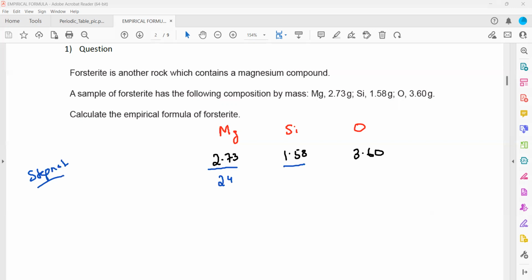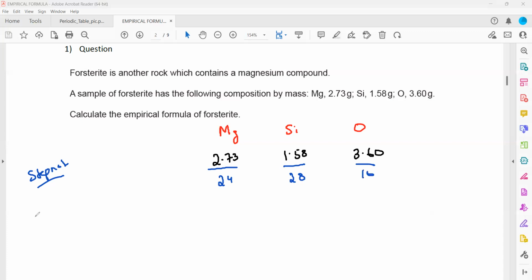What is the atomic mass of silicon? 28. Silicon is 28. And what is the atomic mass of oxygen? 16. So we have the atomic mass of each of them: magnesium, silicon, and oxygen, where oxygen is 16.